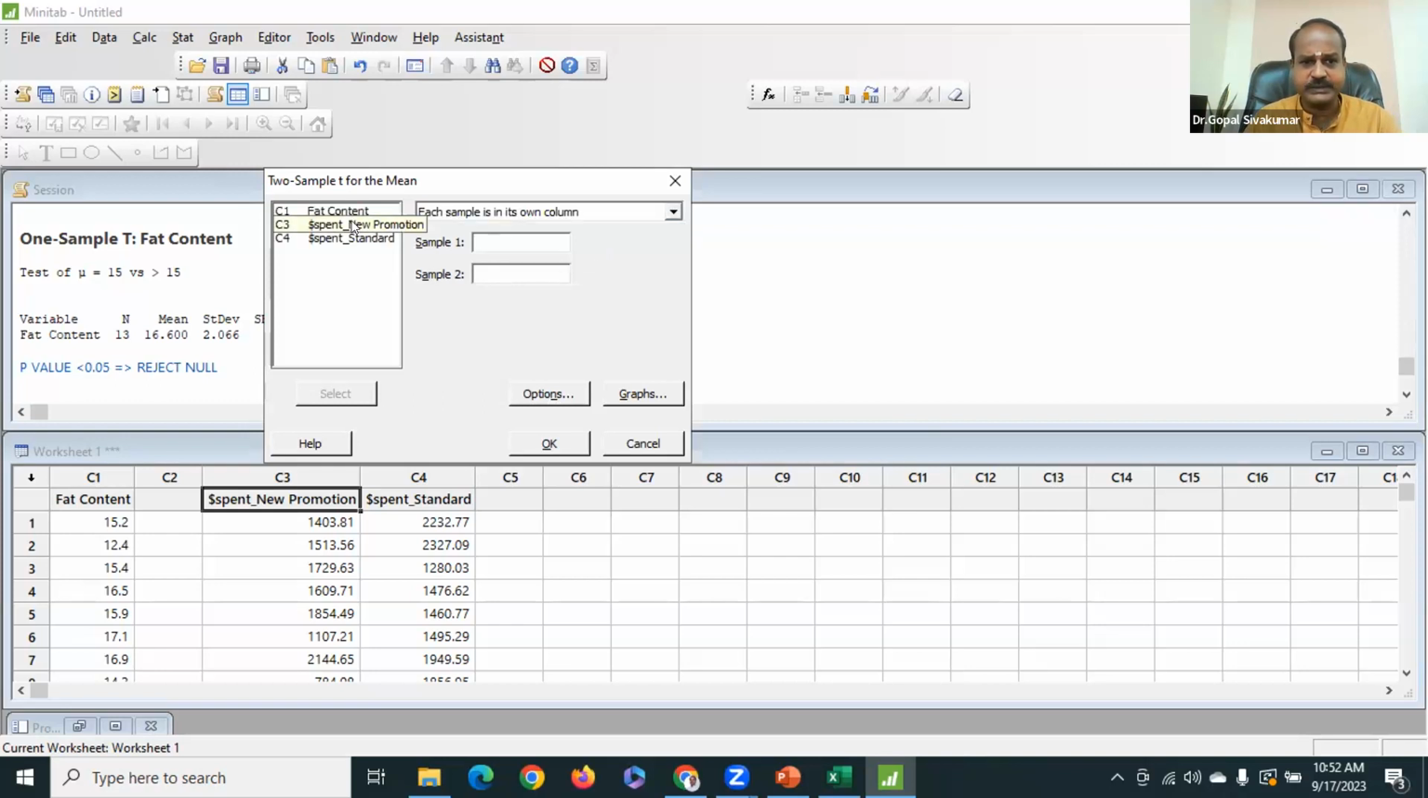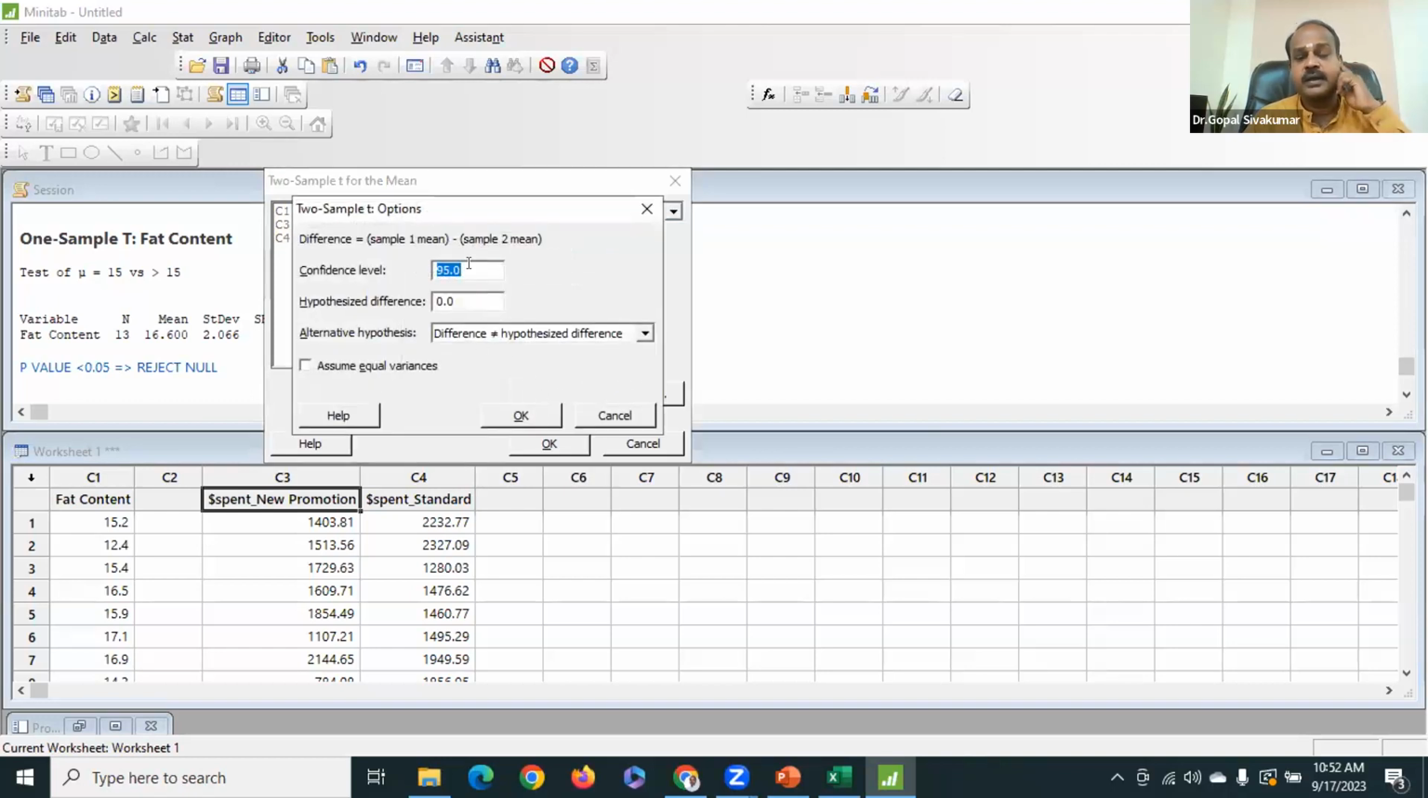Sample number 1 is in column number 3. Sample number 2 is column number 4. Options: 95% confidence level. Hypothesized difference. There is no difference, so the hypothesized difference is 0. The alternate hypothesis is not equal to 0. You can say not equal to 0, or you can make it right tail, or left tail.